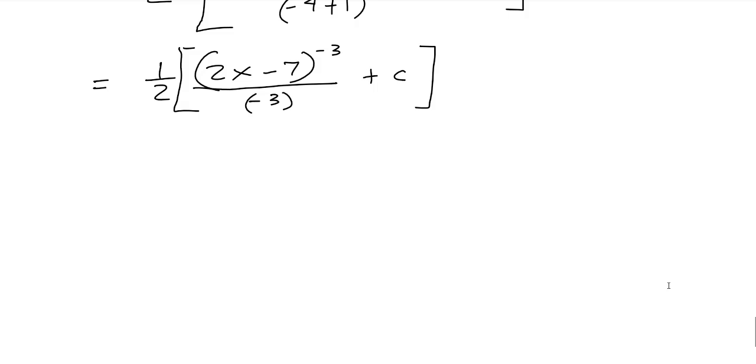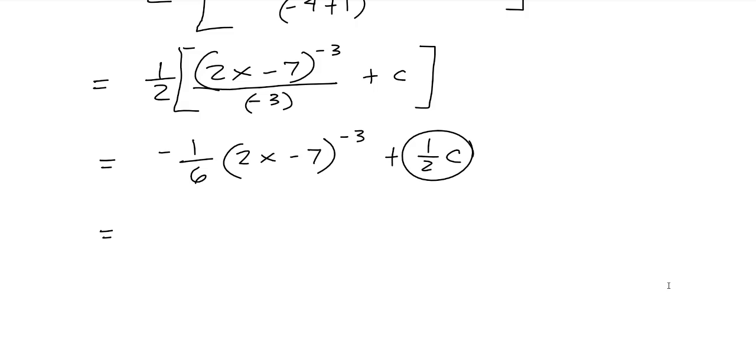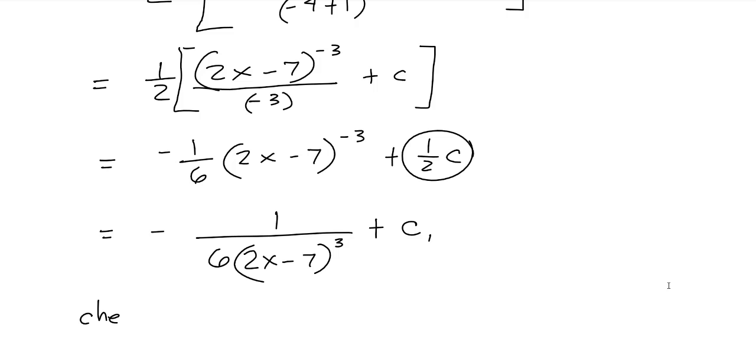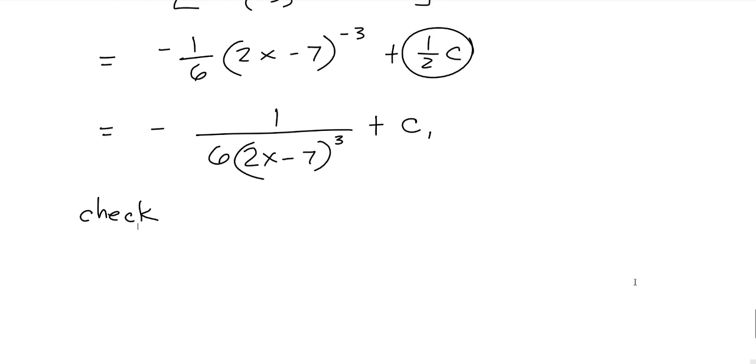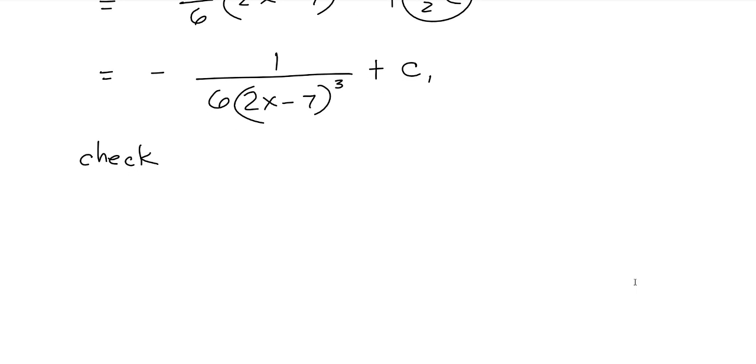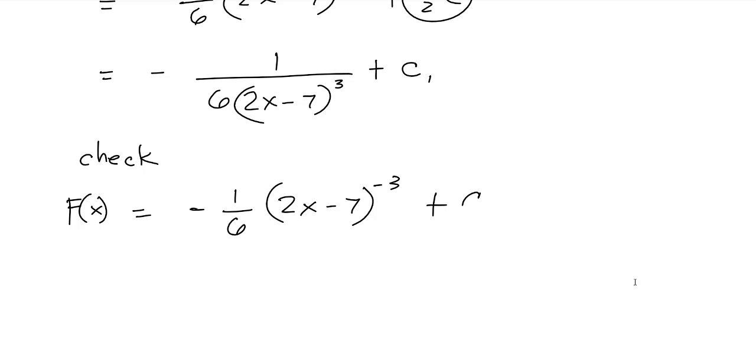Further simplifying, we will have distribute 1/2. This would be negative 1 over 6 times 2x minus 7 raised to negative 3 plus 1/2 of c, or this can be written as c sub 1, negative 1 over 6 2x minus 7 raised to negative 3 plus c sub 1. So to check whether our answer is correct, let us try to find the derivative of our answer. We can write this as negative 1 over 6 2x minus 7 to negative 3 plus c sub 1.